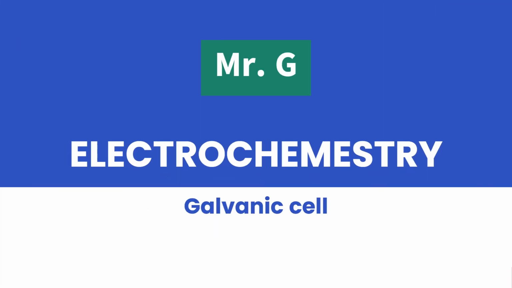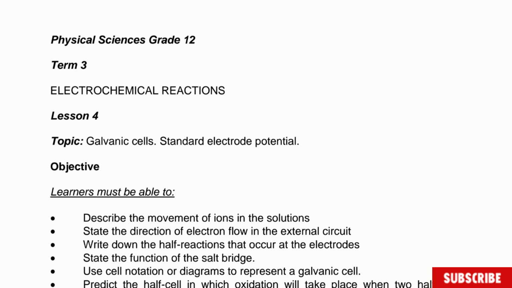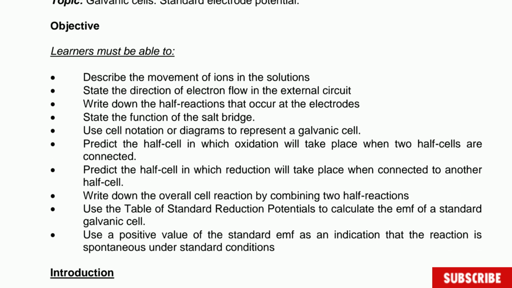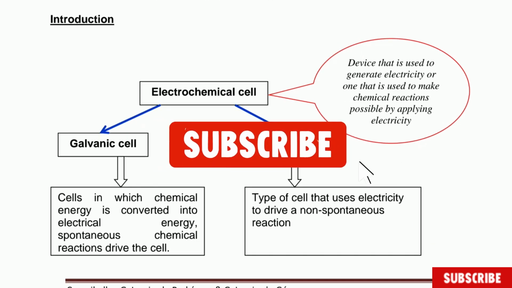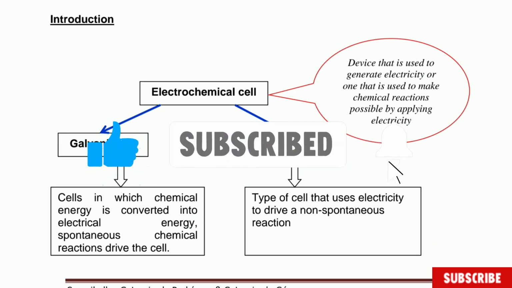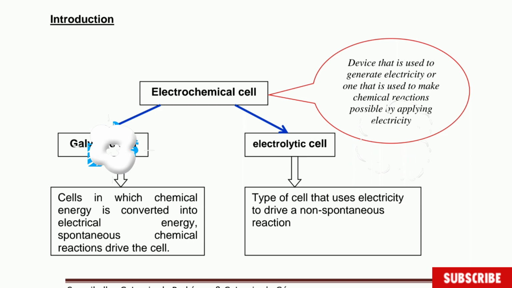This time we're going to be talking about the galvanic cell, and this is for grade 12. So this time we're going to be just focusing on a galvanic cell. Let's just recall that there are two types of electrochemical cell, galvanic and electrolytic. The galvanic cell converts, and that is the most important definition. The galvanic cell is that cell that converts chemical energy into electrical energy. That is the most important part of the galvanic cell.